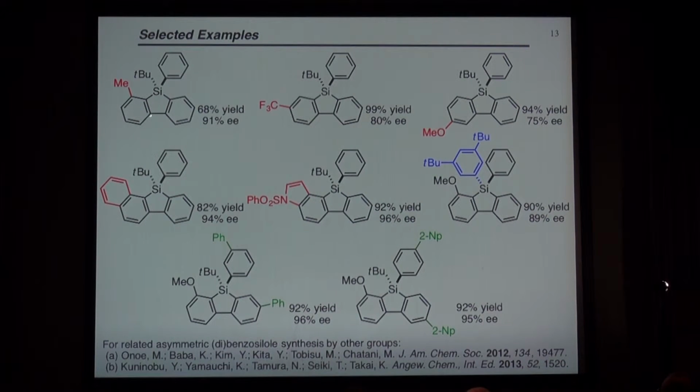We could install different substituents at different positions of the dibenzylol, or we can incorporate the bicyclic compounds such as naphthyl and indole moiety with high enantioselectivities. Or we can desymmetrize having 2 of the same substituted aryl groups instead of simple phenyl groups to have more conjugated dibenzylols with high enantioselectivity as well.